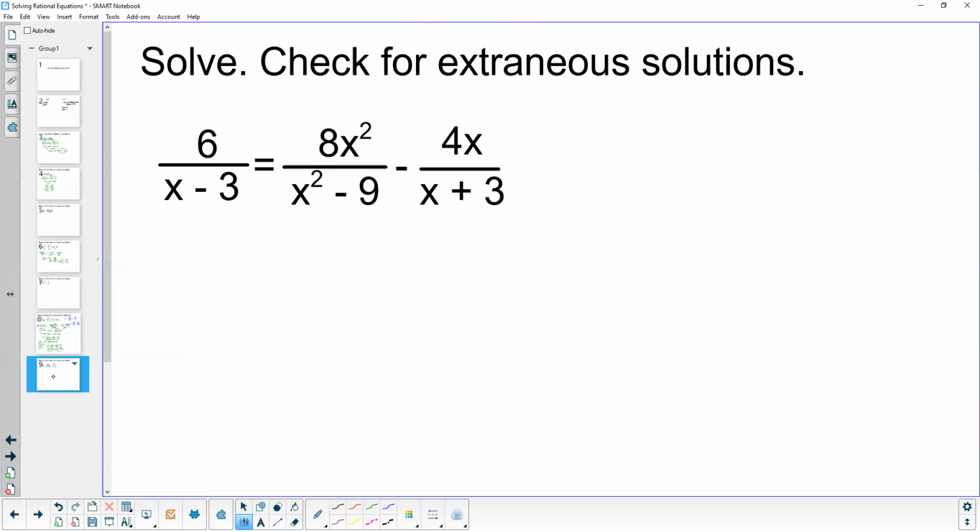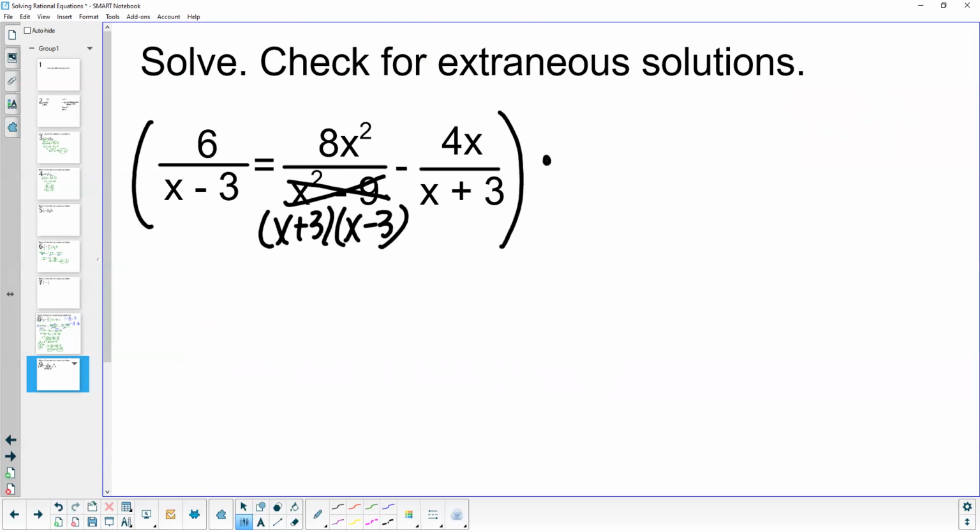So in this case, we really have this expression here that factors out into x plus 3 and x minus 3. So what happens is when we go to multiply this, to get rid of the denominator on the left, we want to multiply it by x minus 3. To get rid of the denominator in the middle, it needs to be multiplied by x plus 3 and x minus 3. That'll get rid of both of them. And the one on the right needs that x plus 3.